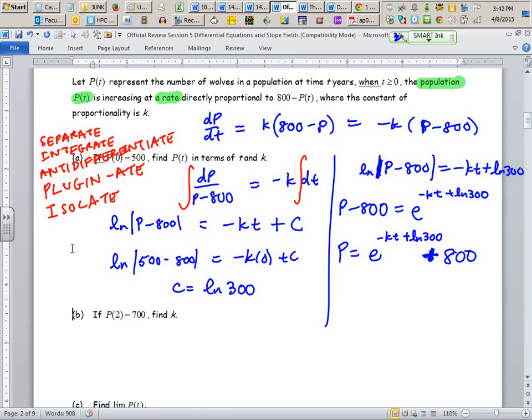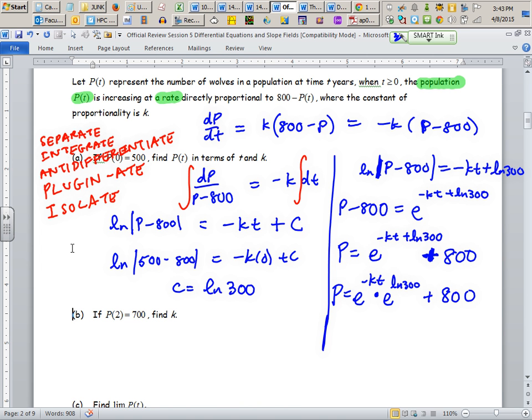Can anyone see a way we can kind of simplify the first term here? What's a way we could simplify the first term? We have e to the something plus something. Is there another way to write that? Separate it into e to the negative kt times e to the ln 300? That's a good idea. Let's do that. So that'll just make it look a little bit nicer. E to the negative kt times e to the ln 300. Wait a minute, what's e to the ln 300?